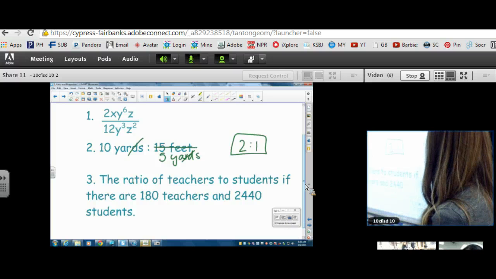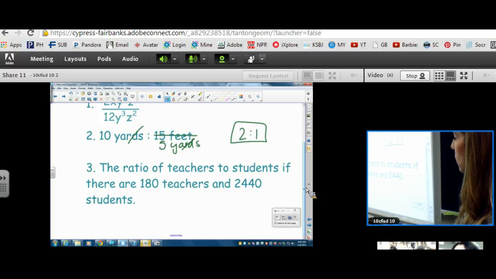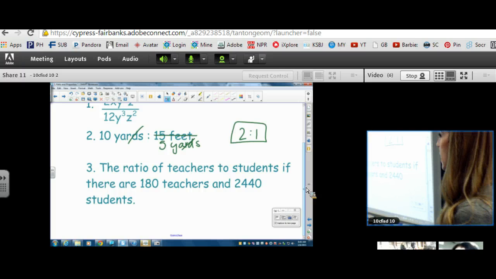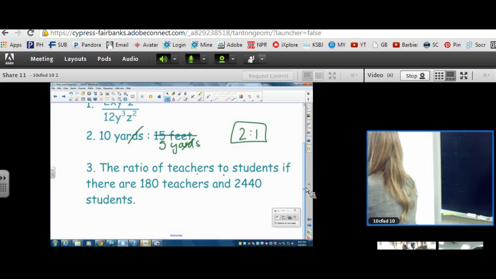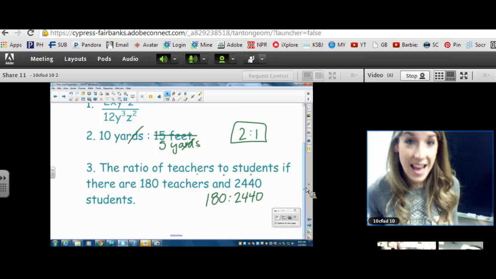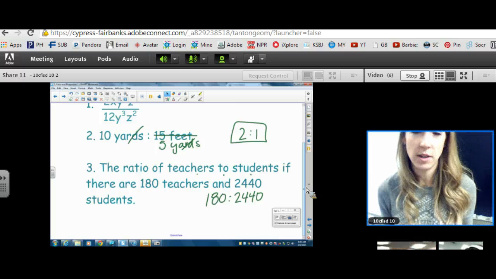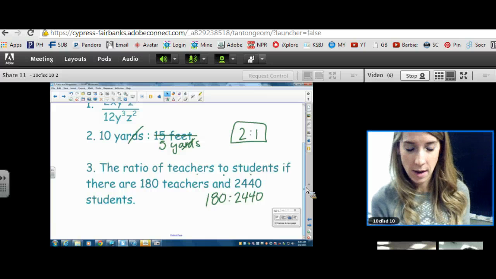Next one. The ratio of teachers to students if there are 180 teachers and 2,440 students. It says teachers to students. So we want to put the teachers first and the students second, and then we always reduce. Ms. Tanton, do we have to reduce? Yes, you have to reduce. You always have to reduce. So don't ask me if you have to reduce, because you reduce every time, all the time, no matter what.